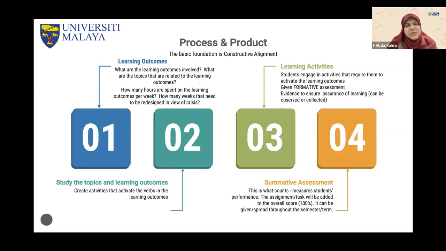So you are going to create those kinds of activities for them to do. And if the verb is actually to explain, you will create tasks that require them to explain about what? Explain about adolescent development. Third is the learning activities, to make sure you are also providing opportunities for the students to receive feedback from you through the formative assessment, and finally the summative assessment.